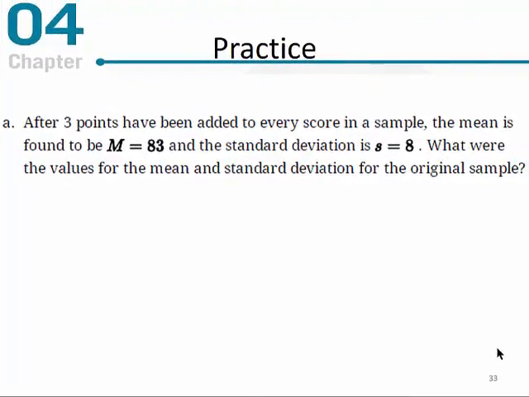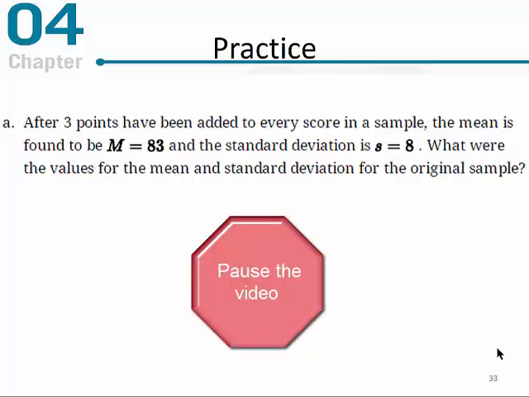Let's practice. After 3 points have been added to every score in a sample, the mean is found to be 83. The standard deviation is 8. What were the values for the mean and the standard deviation for the original sample? Please pause the video and solve this problem.